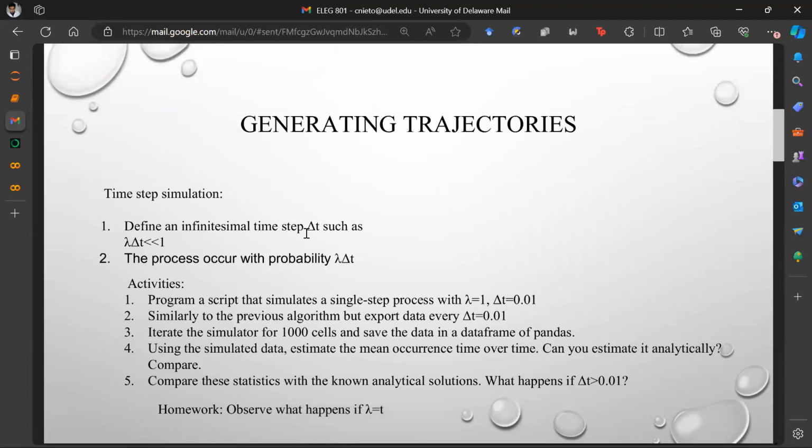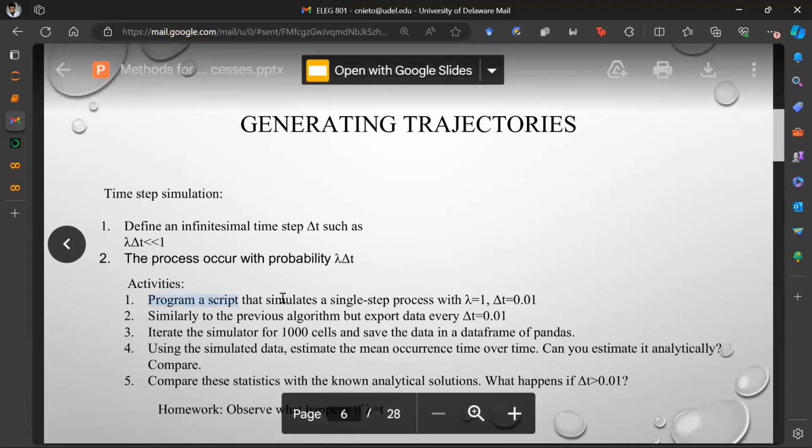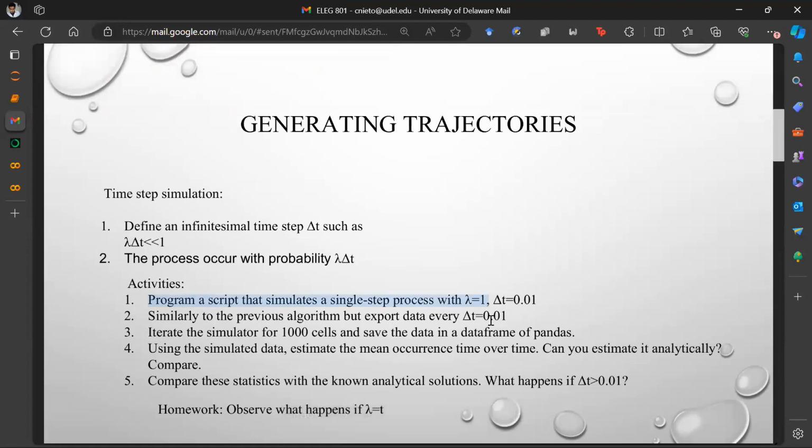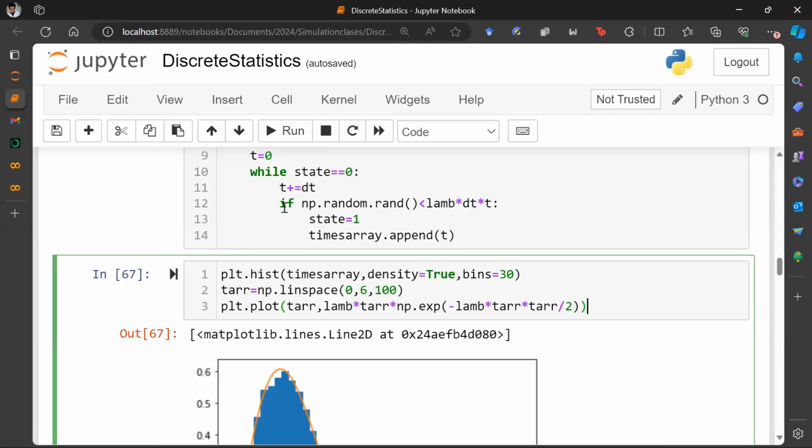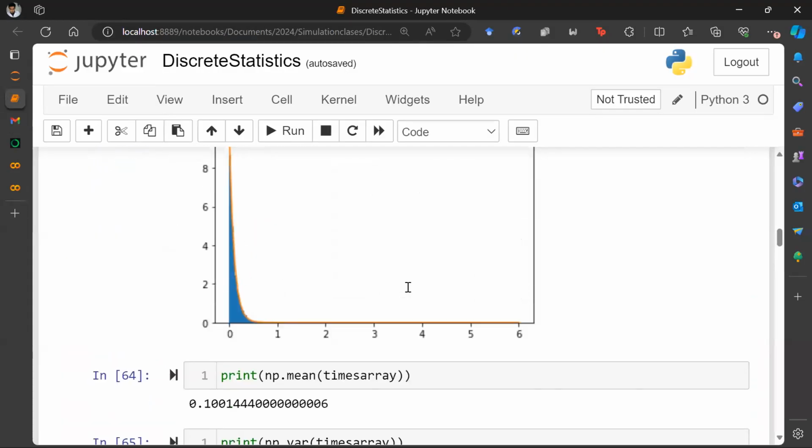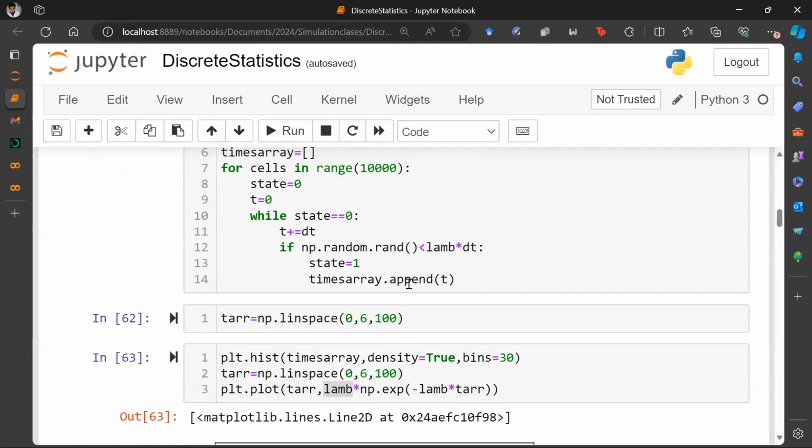Okay, so the same, but similarly to the previous algorithm, I'm going to add a line exporting data every delta t, and then save it in a data frame and then plot. Okay, so we come here to the previous algorithm.